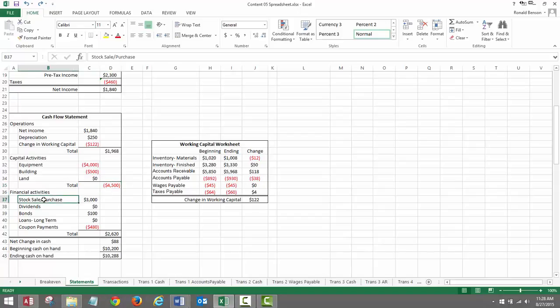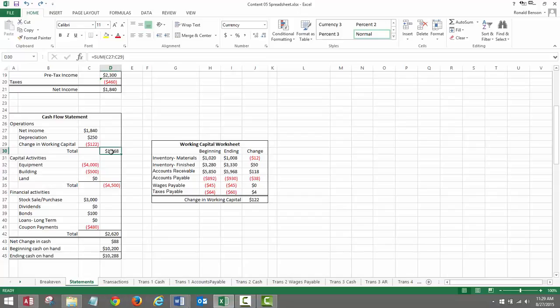In our financial activities, we sold stock to outside owners, and that brought in $3,000 in cash. We did not pay any dividends. We issued some bonds, which brought in $100. No change in long-term loans. We made coupon payments on these bonds of $480, not just these bonds, but all our bonds that we have issued, which reduces cash by that much. The sum of these five is $2,620.